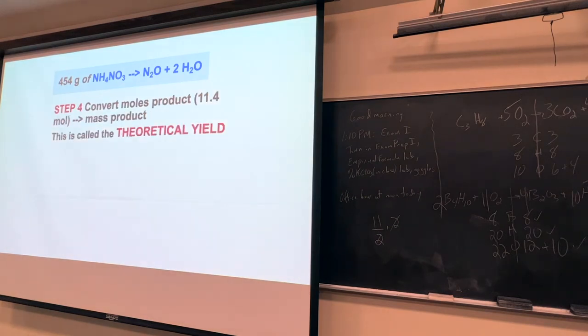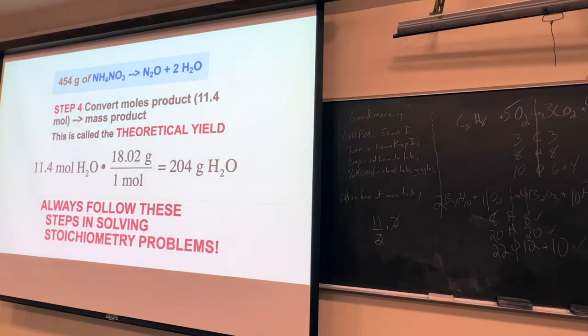The theoretical yield is almost always the grams of a product that you should get out. So in this problem, we have 11.4 moles of water is how much we should get out. And water's molar mass is 18.02 grams per mole. So the moles of water cancel, and we've got grams of water. And 204 grams of water is what chemists call the theoretical yield. It's how much water you should get out. We'll talk about why you don't always get that amount out, but in theory, if everything goes perfect, then you should get out 204 grams of water from this reaction.